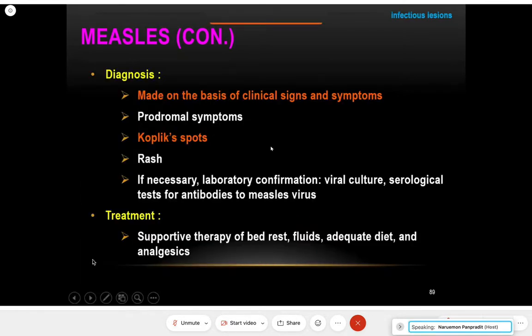So we diagnose based on the clinical signs and symptoms: the prodromal symptoms, Koplik spot and rash. It is less common to use a lab to confirm. The treatment is just supportive: adequate fluids, diet, and analgesics, because it's a viral infection that can improve by itself in a strong, healthy person.